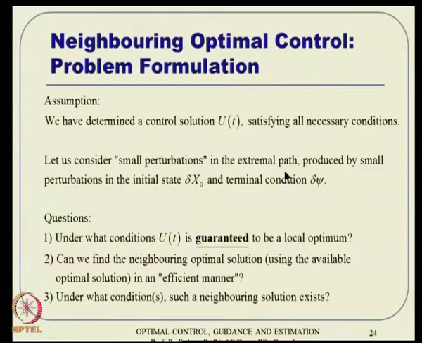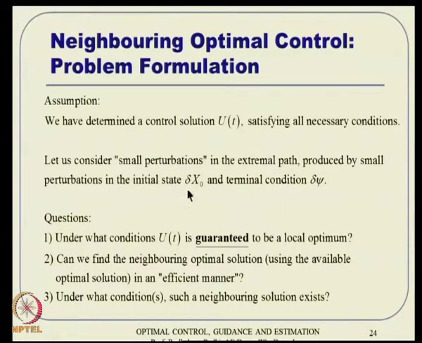Now, here is a problem definition. What are you interested in? First, you are assuming that we have determined a control solution u star satisfying all necessary conditions. Now, let us consider a small perturbation in the extremal path produced by a small perturbation in the initial state, either because of a gust or something that you did not understand in the process. Somehow it resulted in some delta x naught, and from there onwards we want to find a different path which is optimal.